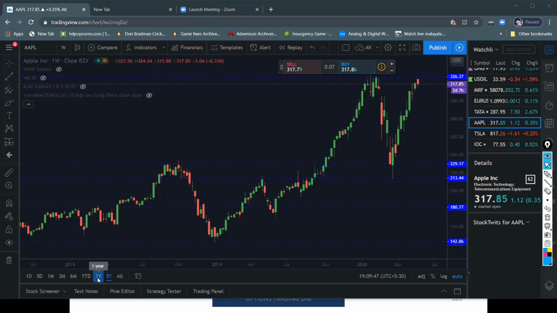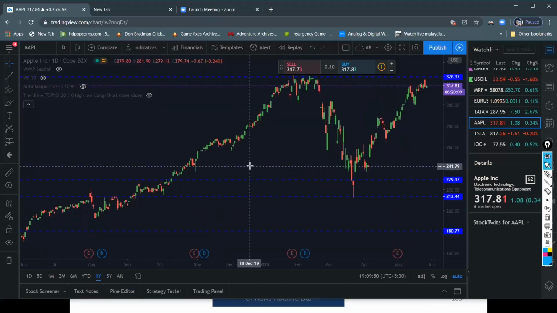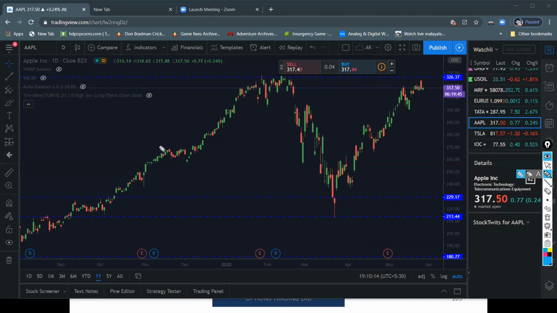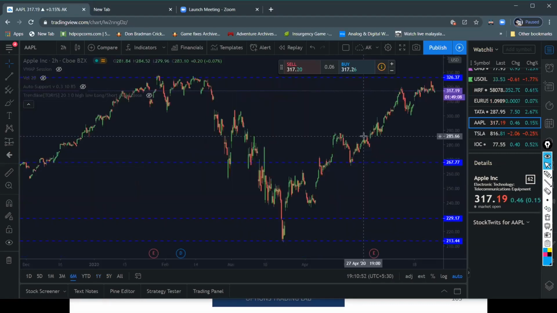We'll move on to the 1 year, 1 day time frame. In the 1 year level, I see a lot of congestion at this level, and see here also it is holding. So we can take this as a minor resistance level, and it is a support level for the current market because the market is above this line. Then we move on to the lower time frames, the 6-month chart.